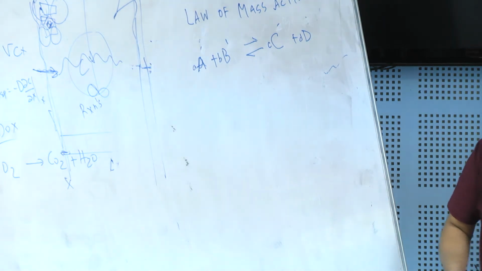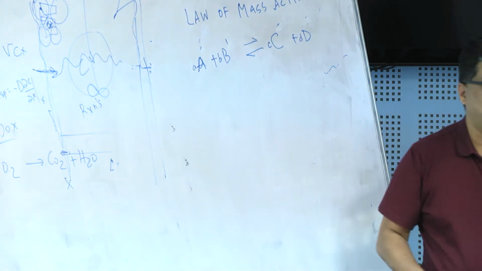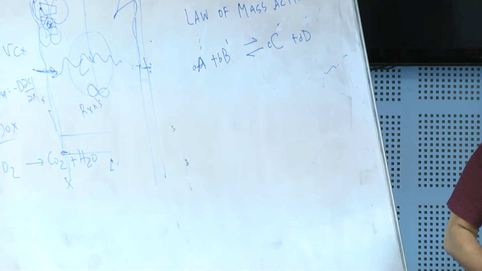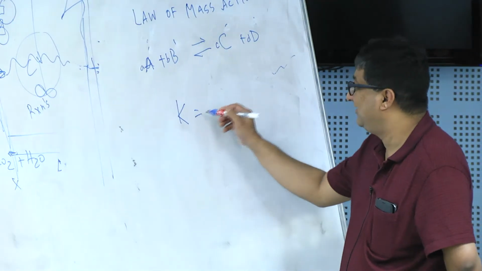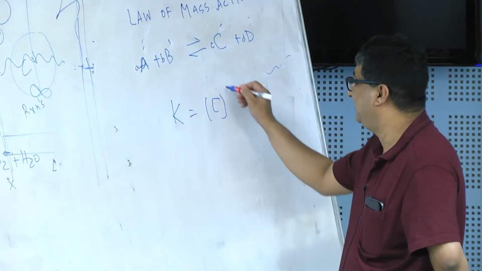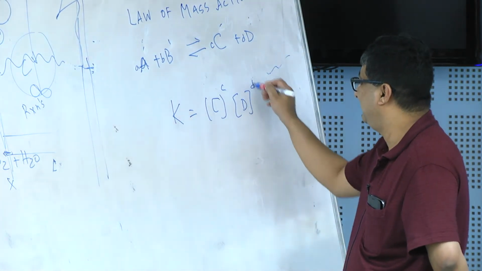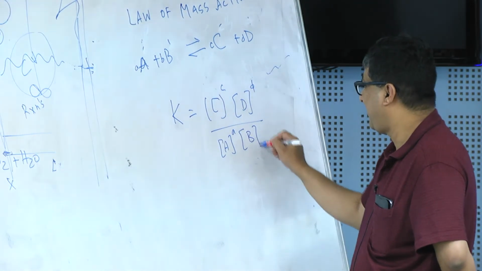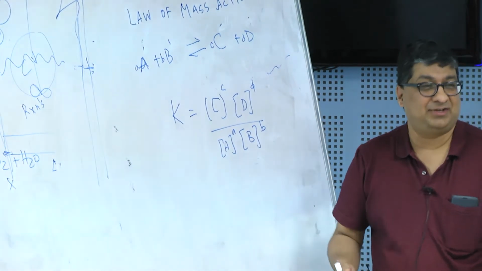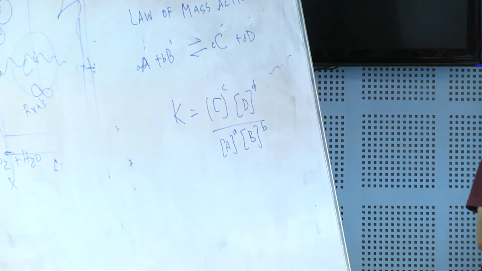Okay. And how do we write the law of mass action? What does the law of mass action tell us? It tells us that there is some ratio that holds true, which is proportional to the molar concentrations raised to the power of the number of moles required for that reaction to happen, right? So this is what the law of mass action says.